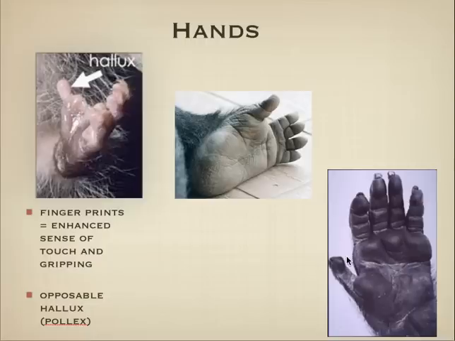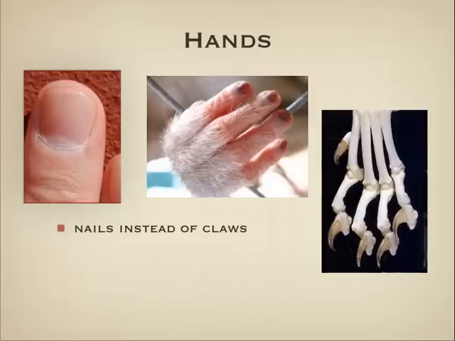This allows us again to be able to manipulate the environment as well as be able to efficiently and effectively move around on trees. Opposable hallux is an opposable toe. Opposable pollex, which a lot of primates do have, is an opposable thumb. Another feature about our hands are our nails instead of claws.